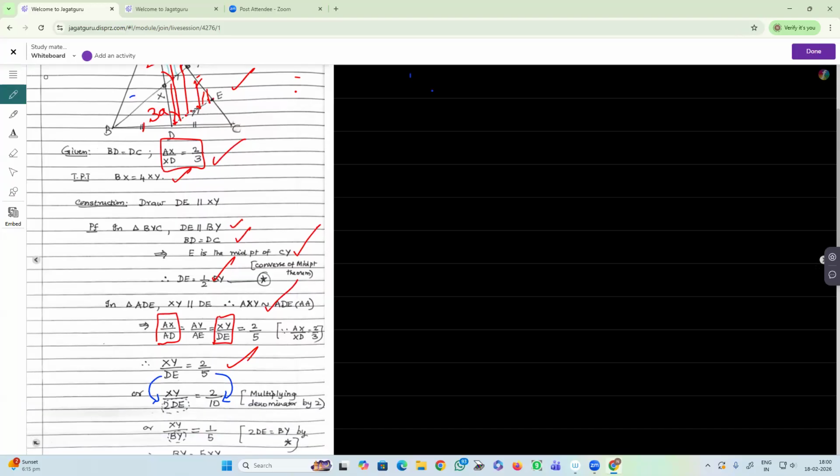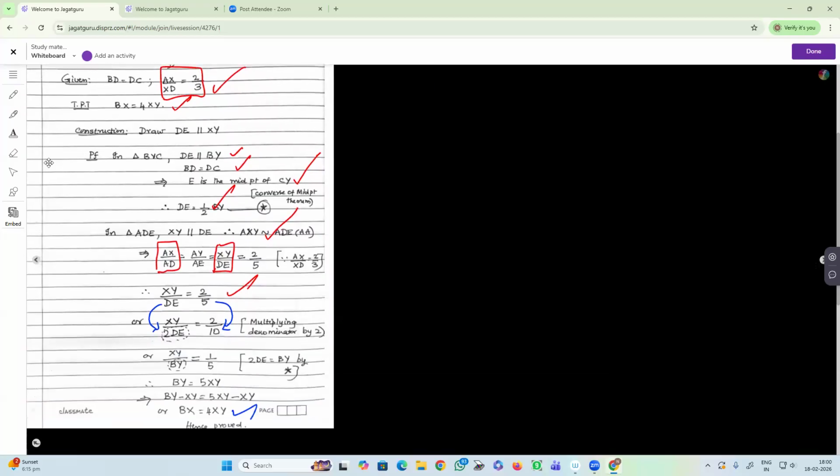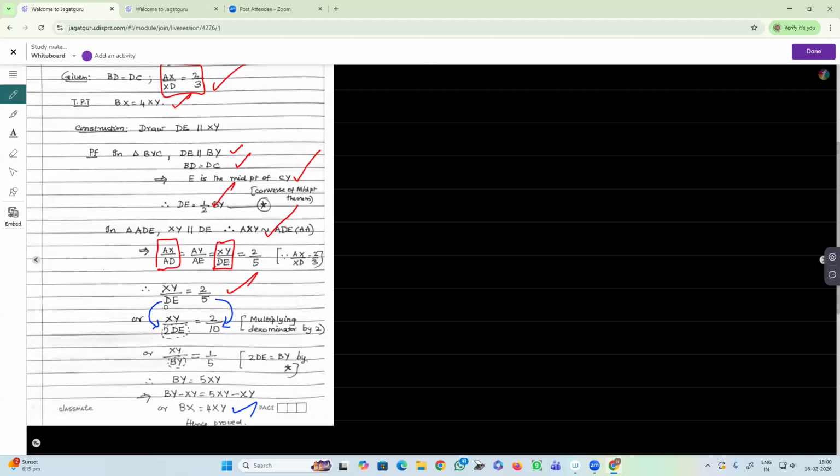But we are interested in proving something relating to this line segment BY, right? Somehow, I would like to bring BY into the picture. So what I do is, I multiply the denominator by 2. So 2DE, right? So XY by 2DE, let me do the same thing on the right as well. So 2 by 10. But 2DE is nothing but BY, according to this. Therefore, XY by BY is 1 by 5 or BY is 5XY.